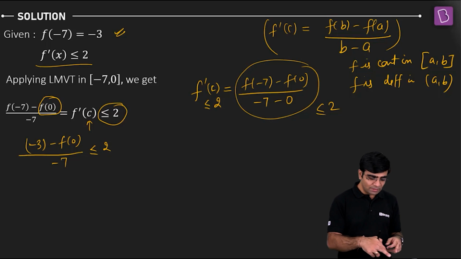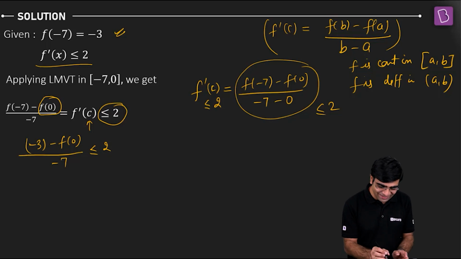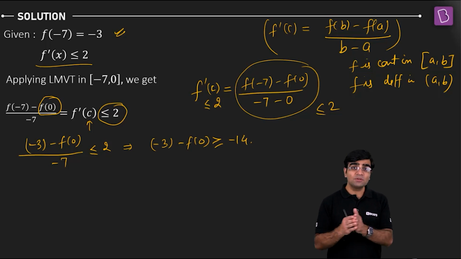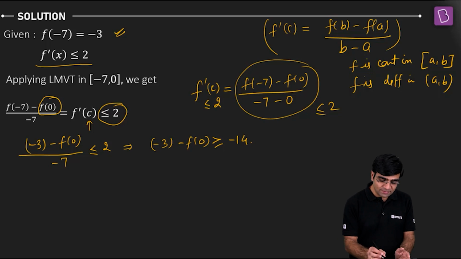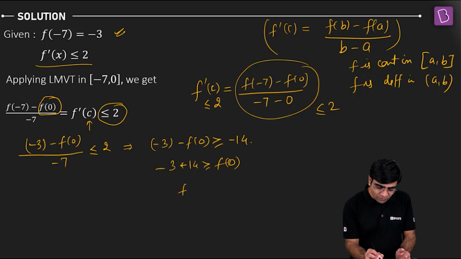I hope you get my point. So I can multiply minus 7 on the right side and I'll be changing the sign of the inequality, right? So let's change the sign of the inequality quickly. So I got this: minus 3 minus f of 0 greater than or equal to 2 into minus 7, which is minus 14. I'll take that f of 0 on the right side, and I'll take minus 14 on the left hand side. So minus 14 will come here as plus 14, or let me put it in this way. So we get minus 3 plus 14 greater than or equal to f of 0. Okay, so what do I have here? I can say from here that f of 0 is less than or equal to 11.